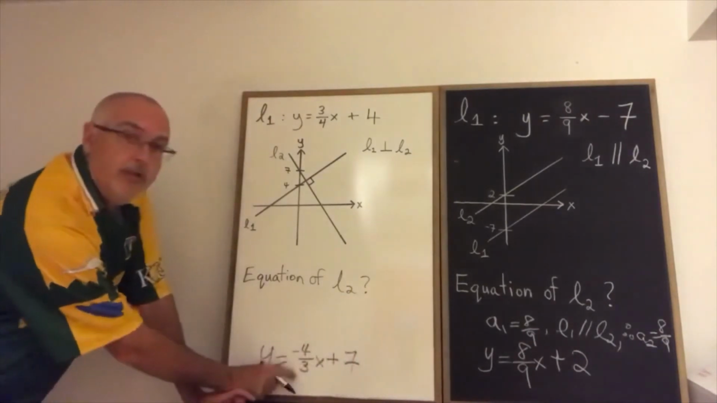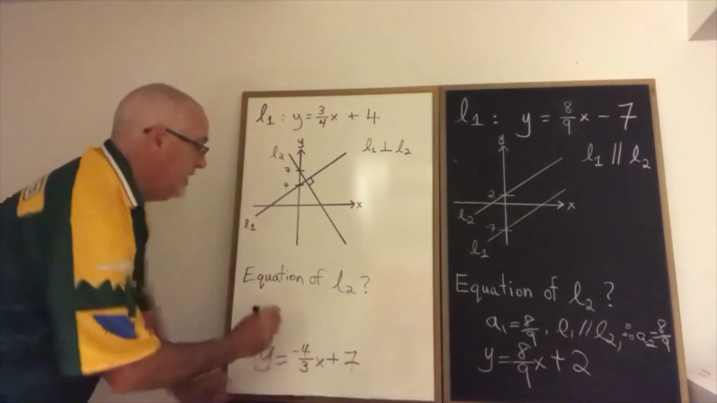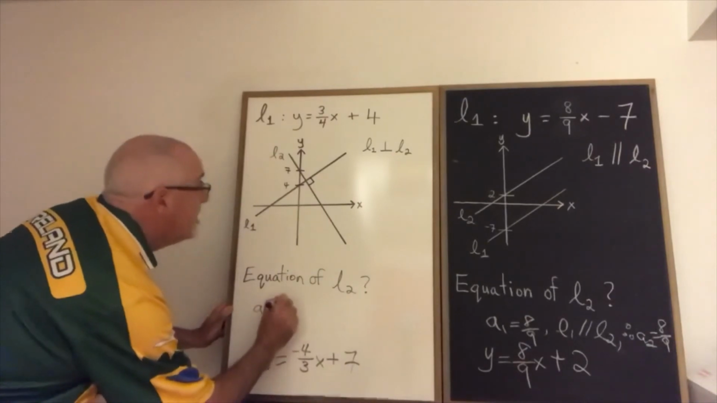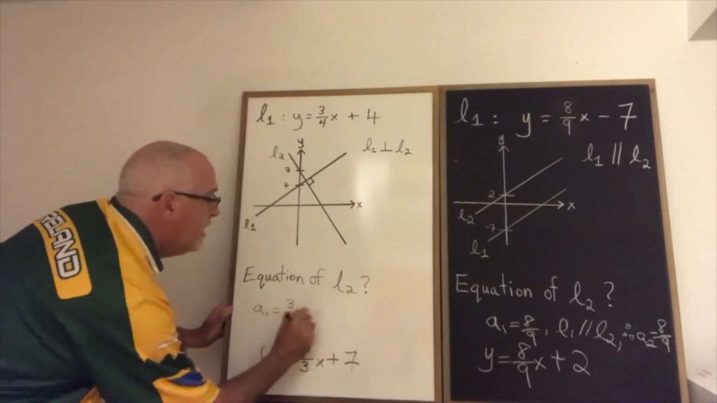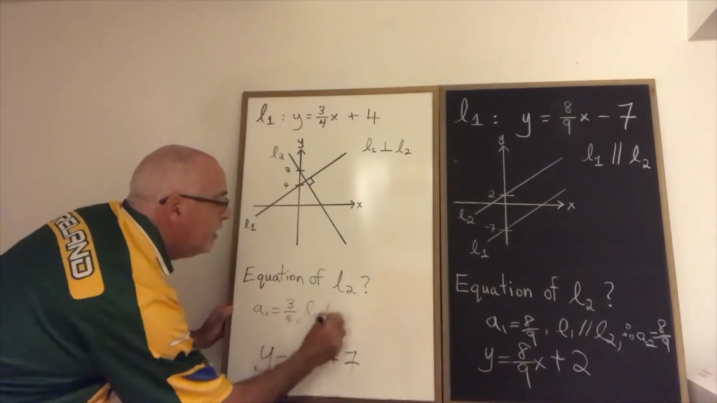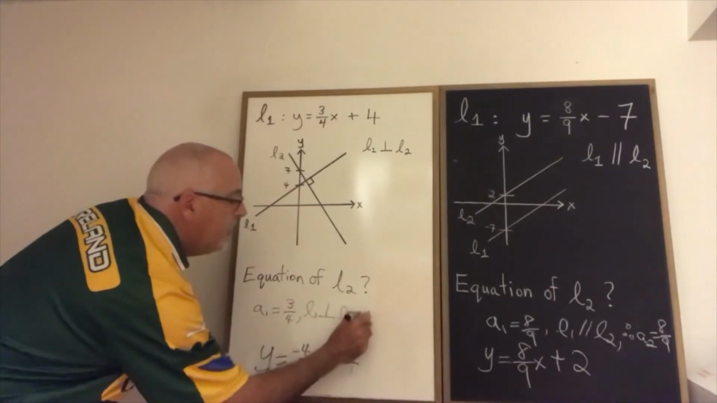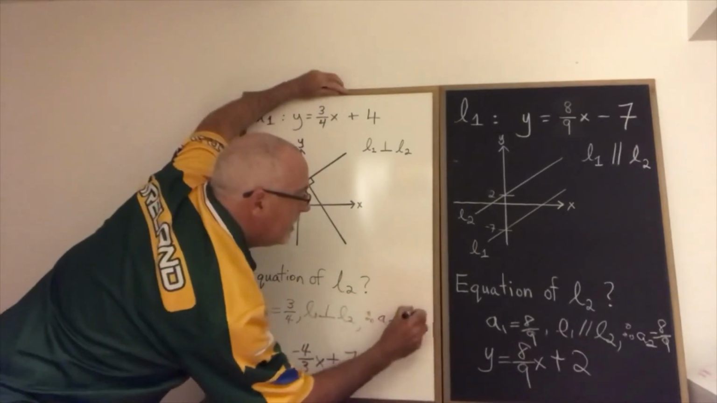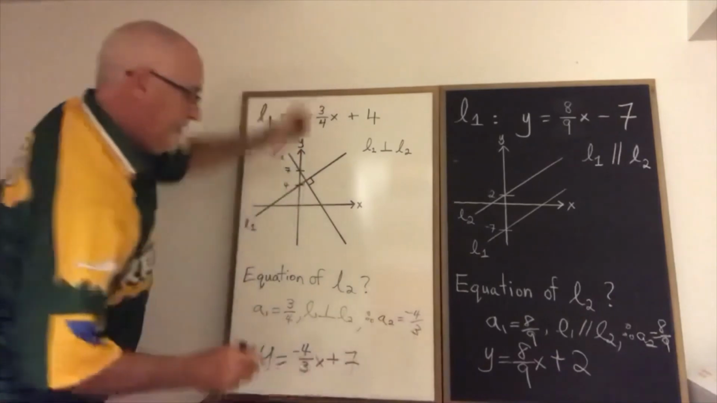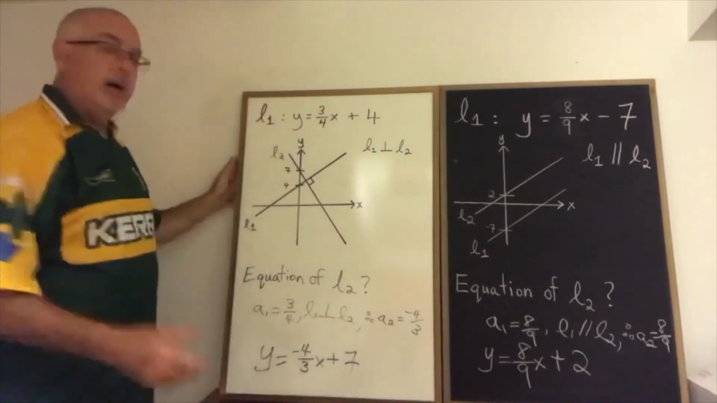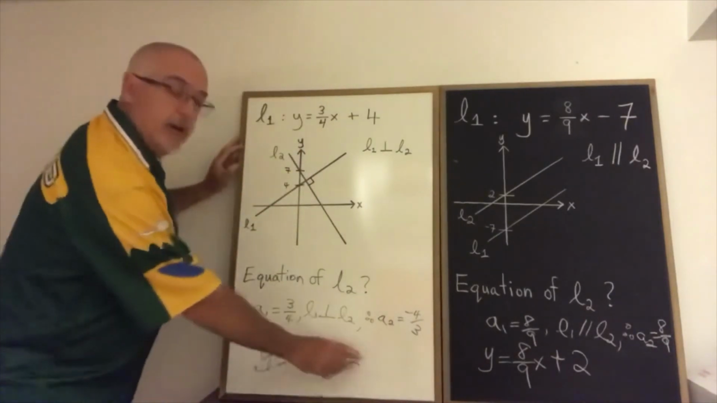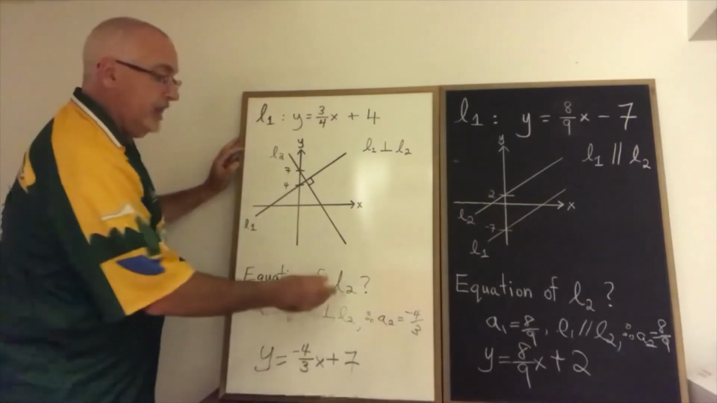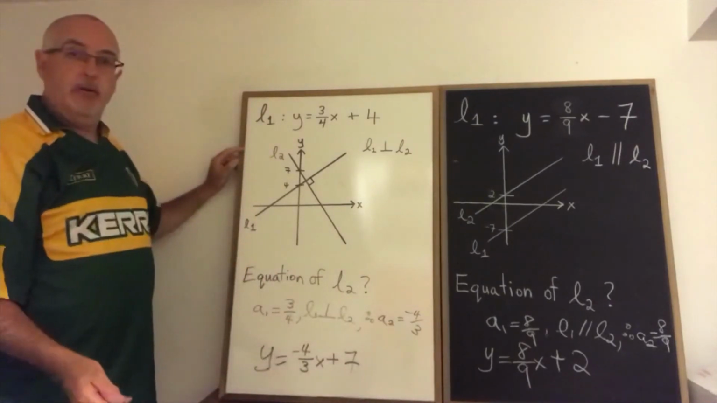But I have to justify how I knew the slope was negative 4/3. So I do so by saying a1 equals 3/4. Line 1 is perpendicular to line 2. Therefore, a2 is equal to negative 4/3. Again, I write down my answer, but I give justification so that I'm showing how I know that the slope of line 2 has to be negative 4/3.